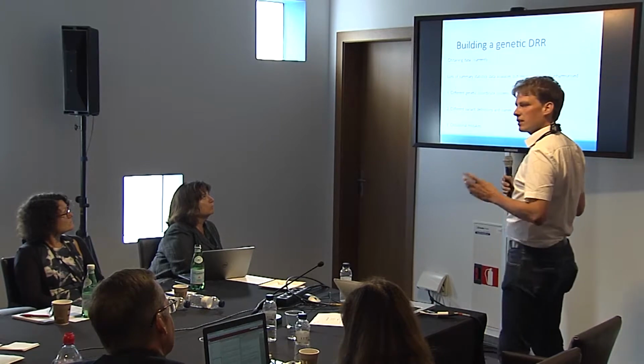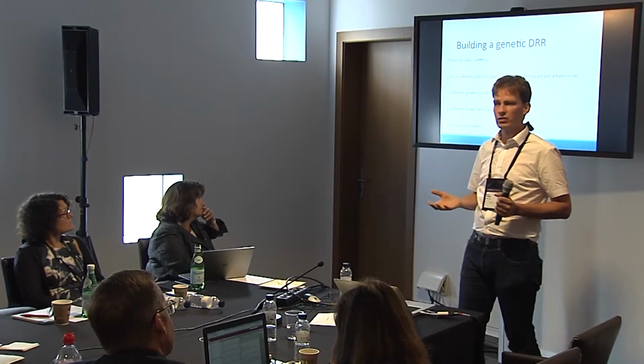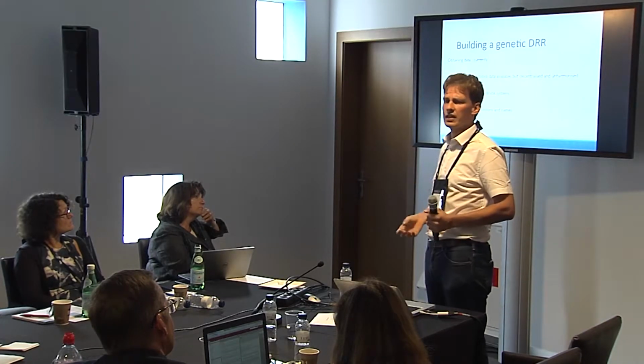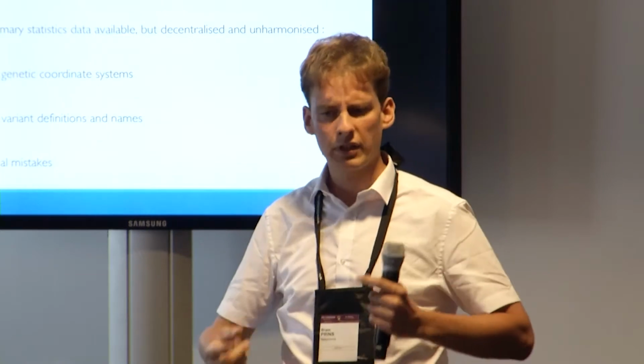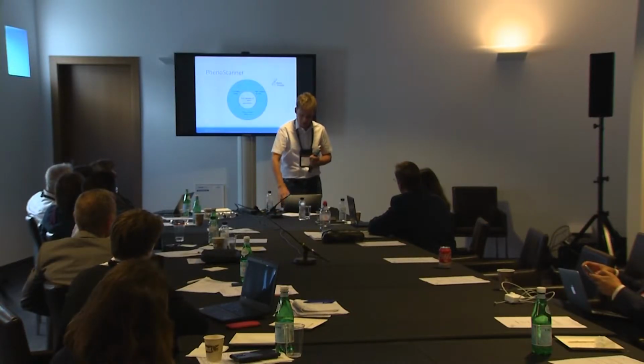So the problem basically with all these different databases is, of course, first you have a lot of summary statistics available, but they're decentralized and they're unharmonized. Unharmonized basically means they use different genetic coordinate systems. They use different variant definitions. In the GWAS catalog, there's the occasional mistake, so you can't trust the data, and you have too many places to go to and so many conversions to do. So you want to make it easy.